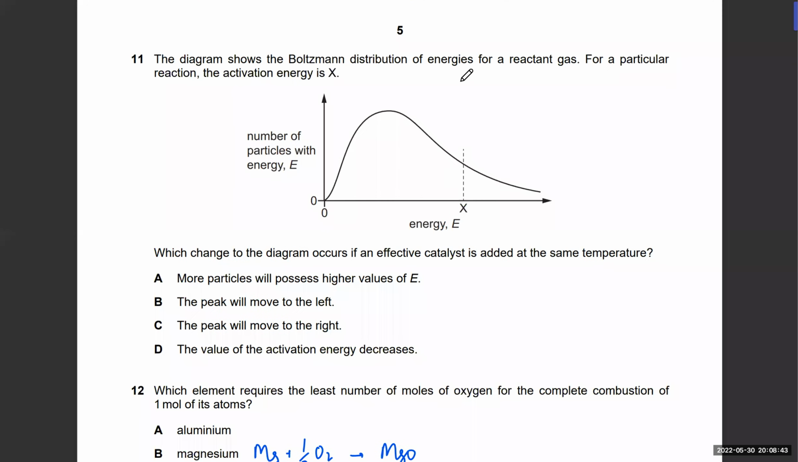We've got this question. There's a Boltzmann distribution for a particular reaction. The activation energy is X. Which change to the diagram occurs if an effective catalyst is added at the same temperature? So what happens if you add a catalyst? What will change in this whole distribution? Activation energy moves to the left. The activation energy becomes lower. That's it. The distribution of the energy of the particles does not change by adding a catalyst. So only the activation energy decreases. That's it.